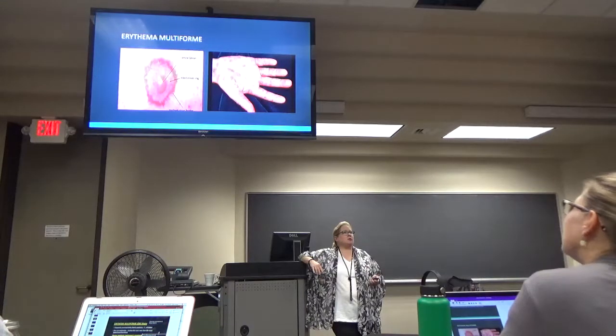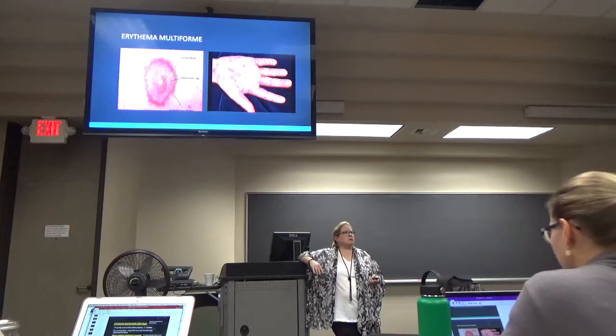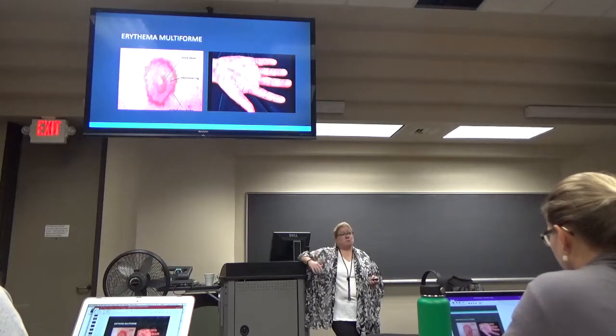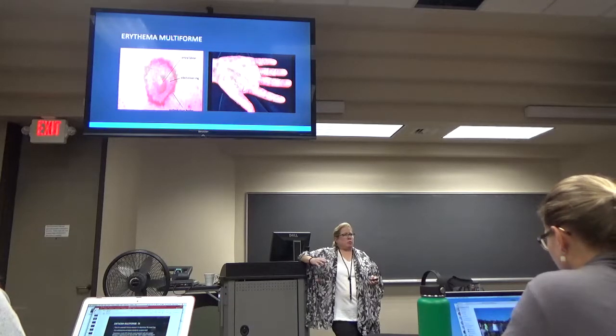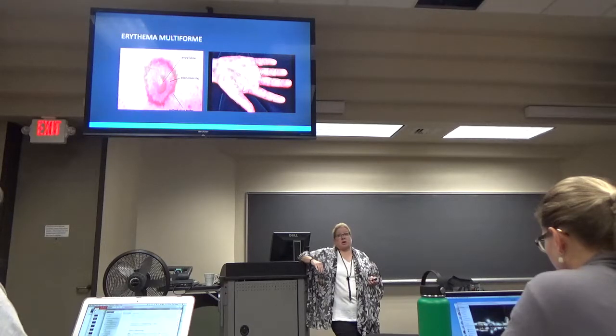And there is that targetoid lesion, or target lesion. The central area is more raised. It can even become a vesicle. And then you have a lighter area that is raised, but not like the center is. And then you have the outer part that's just flat, but red. Here's this. So that looks just like a target, doesn't it?